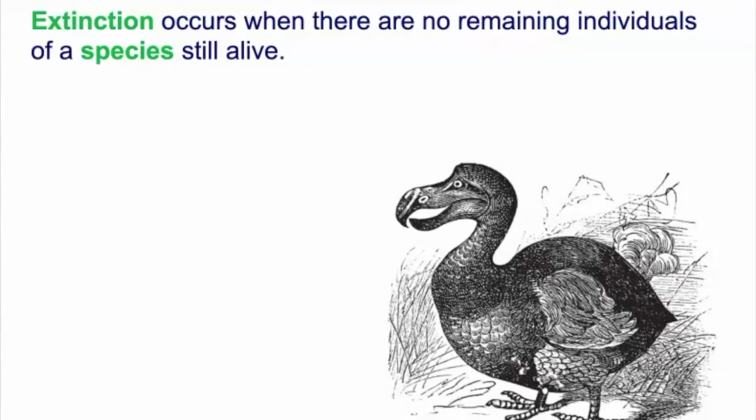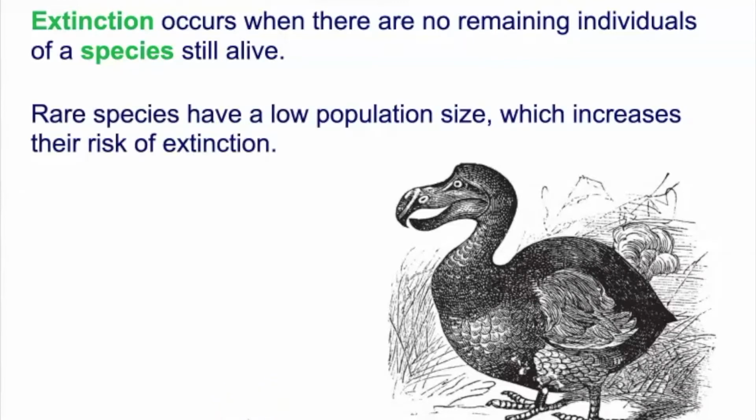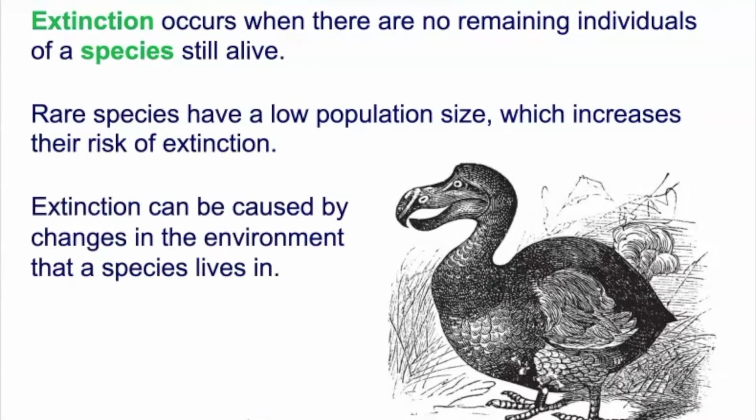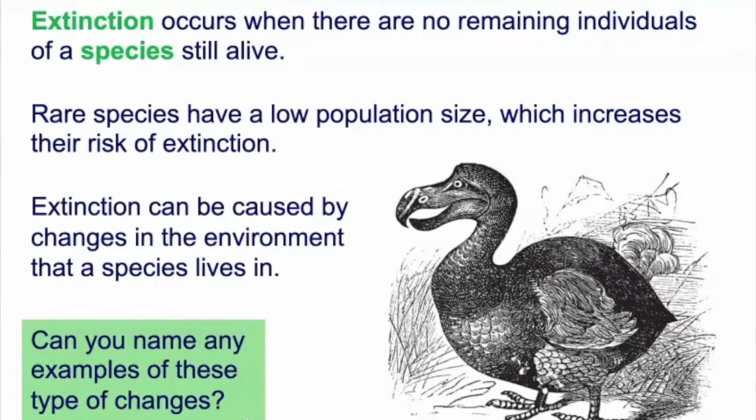So what is extinction? Extinction occurs when there are no remaining individuals of a species still alive. Rare species have a low population size, which increases their risk of extinction. Extinction can be caused by changes in the environment that a species lives in. Can you name any examples of these types of changes to the environment?